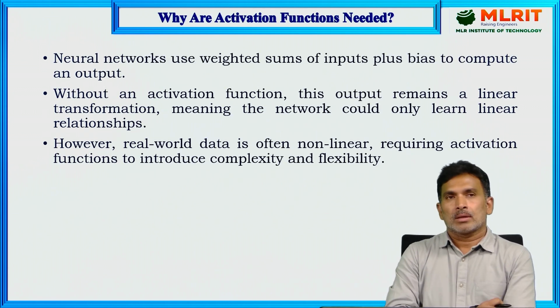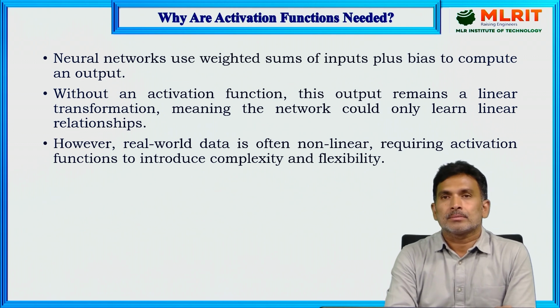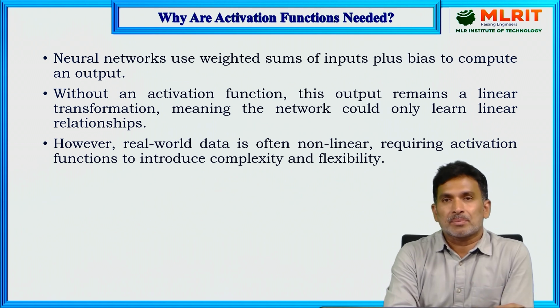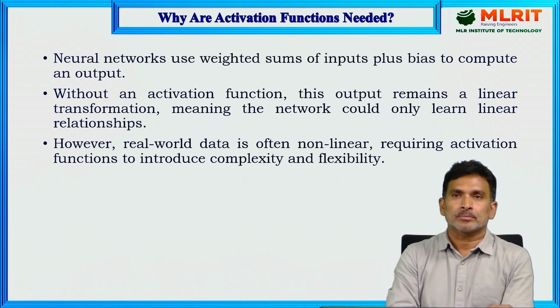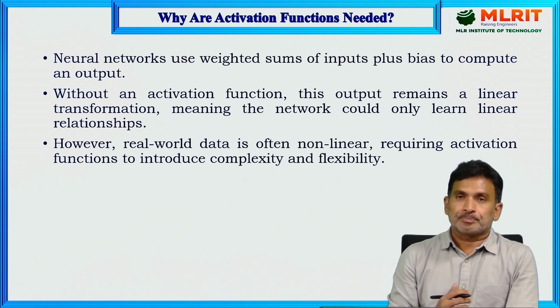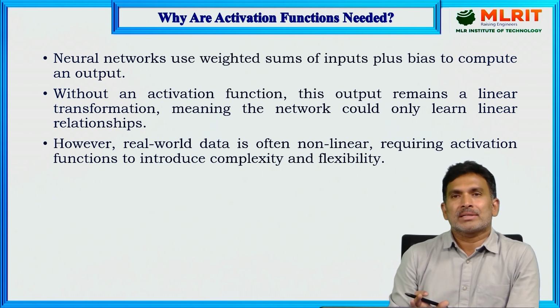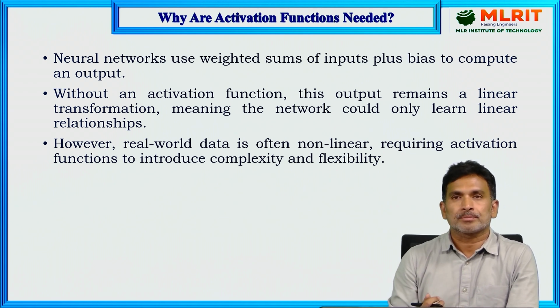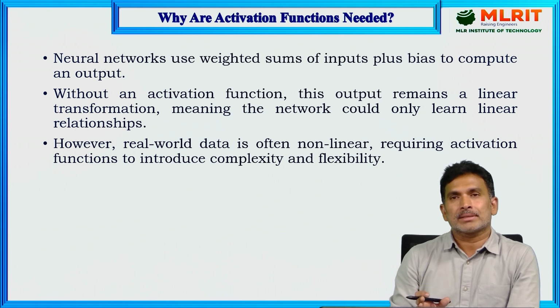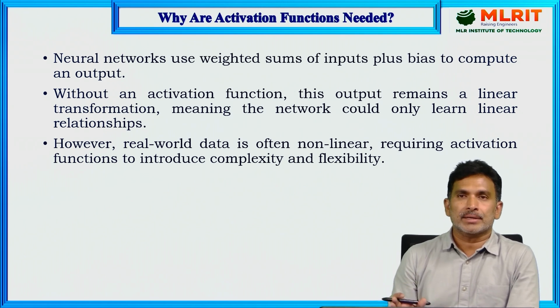So let us understand why we need this activation function. If you remember how a perceptron in an artificial neural network, an artificial neuron, performs, it calculates the weighted sum of its inputs and then adds bias. Then it decides whether it should be activated or not.